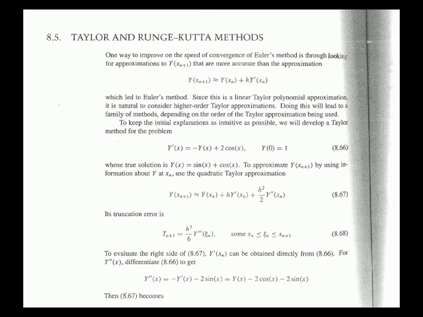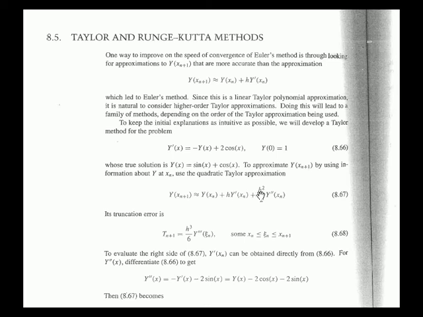Section 8.5, we're going to get some more accurate higher order methods for solving our first order equation y prime equals f of x and y. Euler's method is based on using the first two terms of the Taylor series, that is y of x plus h is y of x plus h y prime plus h squared over 2 y double prime, etc. You throw away this term here and replace y prime by f of x and y, which is the differential equation, and that's Euler's method.